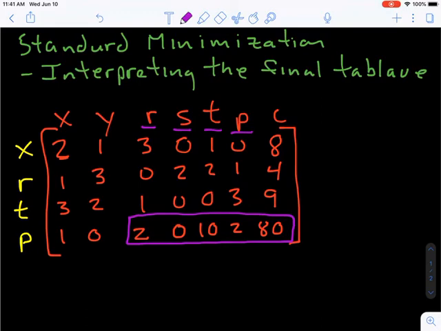To find the value of R, we take the number that is in the bottom row of the R column, which is 2, and we divide it by the p-value, 2. So R is equal to 1.